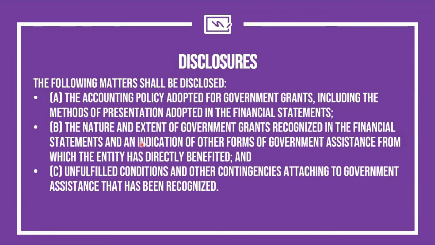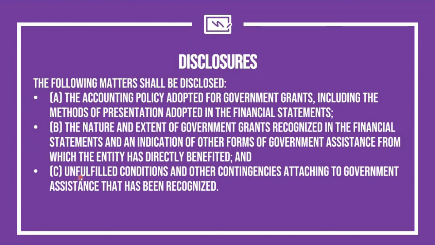Letter B, the nature and extent of government grants recognized in the financial statements and an indication of other forms of government assistance from which the entity has directly benefited. Okay? So, for government grants, you need to recognize the nature and the extent. So, meaning, what type of grant is this and how much did you earn or how much was given to you, what are the conditions, etc. And for government assistance, you simply disclose, okay, what benefits you were able to get from it. Although it might be indirect, still you recognize it.